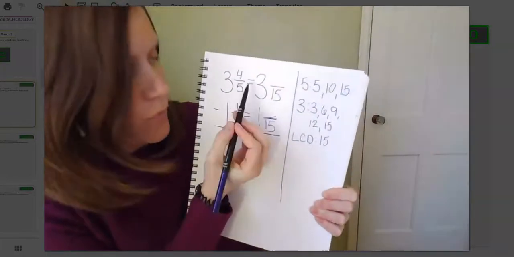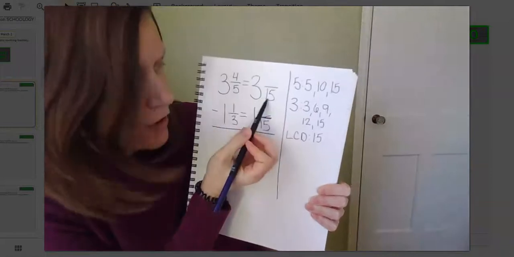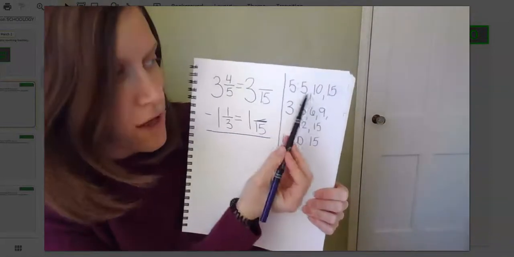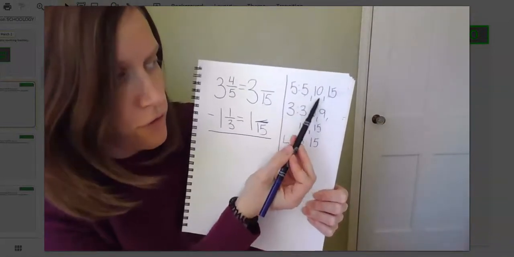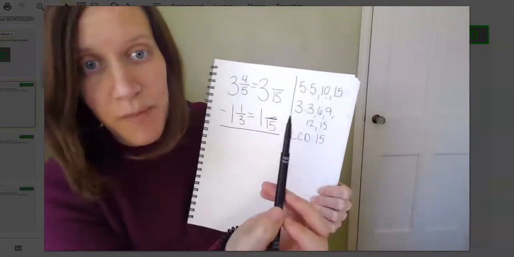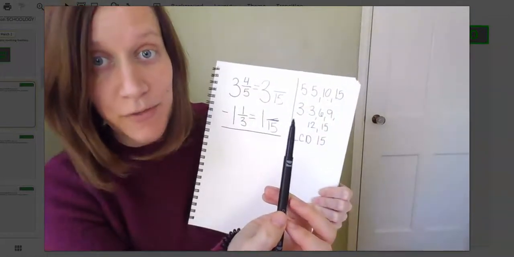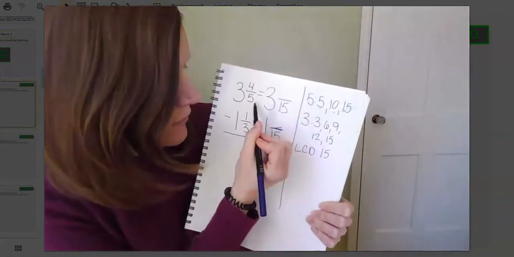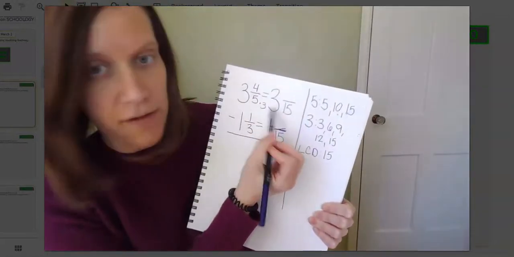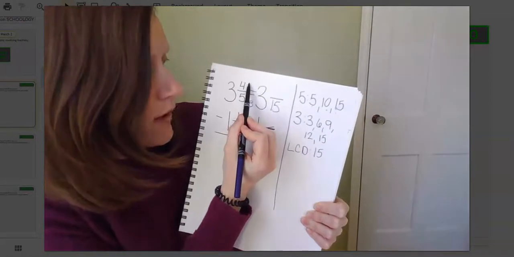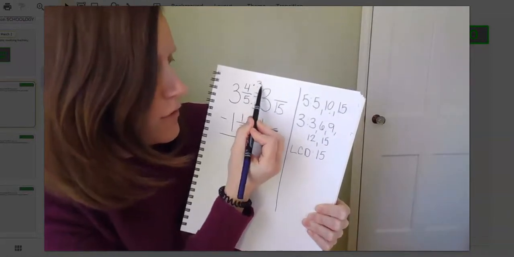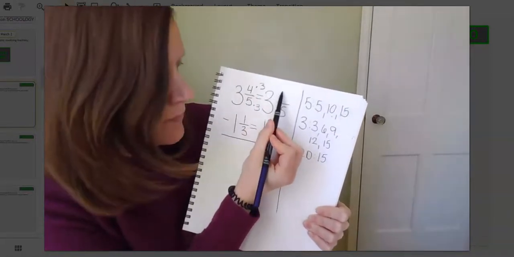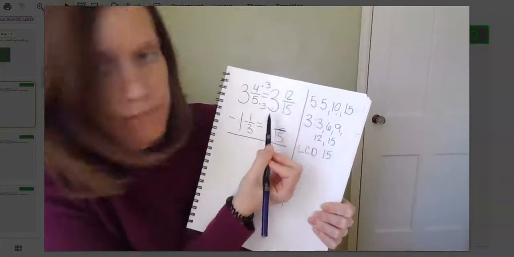And then we remember, well, what do we have to do to our 5 to get our 15? What did we do over here? We counted by 5, 1, 2, 3 times. Counting by a number a certain number of times is the same thing as multiplying. So 5 times 3 is how I got that 15. So I have to do the same thing to my numerator. 4 times 3 is 12.